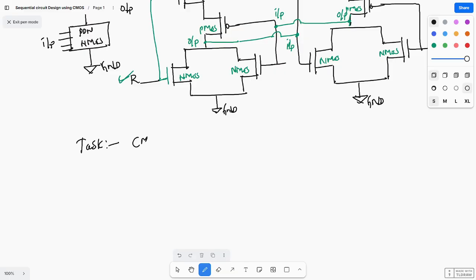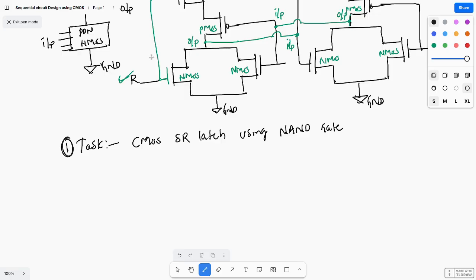Your task is to design a CMOS SR latch using NAND gates. Take this as a reference and do this task. You need to design the CMOS SR latch by using NAND gates.